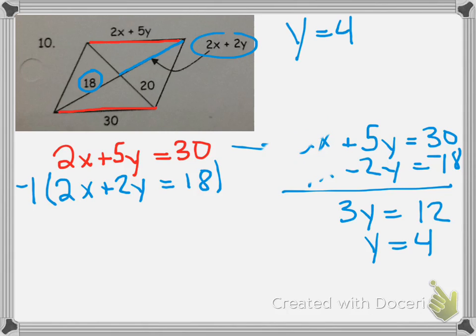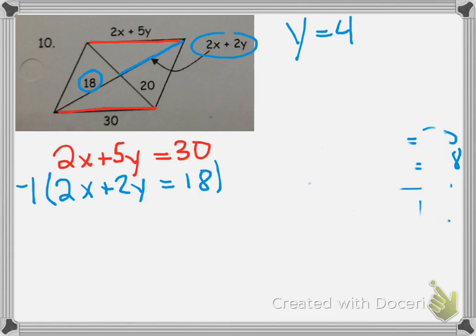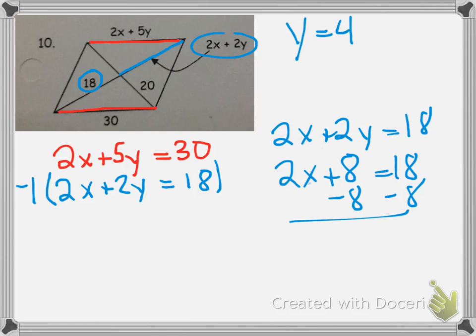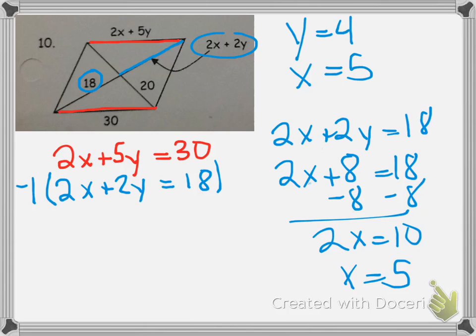All right. So now what we do is we take one of those equations and we plug y back into it. Okay. So if 2x plus 2y equals 18, we plug in 4 for y. That gives us 2x plus 8 equals 18. Subtract 8. 2x equals 10. So x is equal to 5. So x is 5. All right, last one.